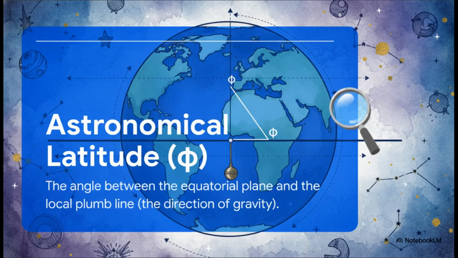Visualize a plumb bob suspended at a point. The line it traces is the local vertical. It shows you the true direction of the gravitational field right where you are. So astronomical latitude is the angle between this physical plumb line and the equatorial plane. You determine it by actually looking at the stars.